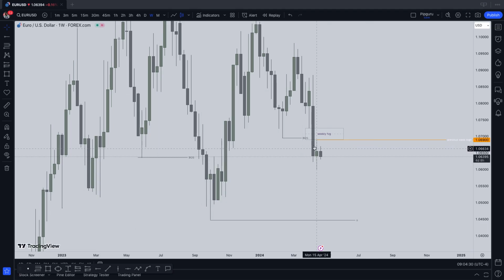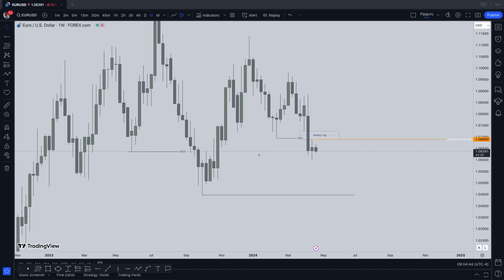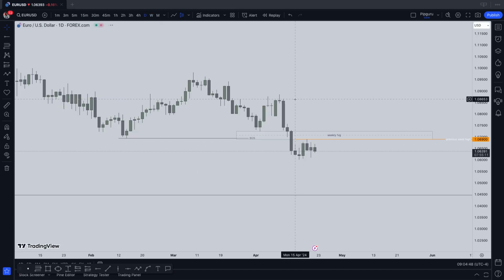So I want to see the market come and take out this previous week high, tap into this fair value gap before pushing lower. So that's my outlook on the weekly time frame for EUR/USD. Let's drop down to the daily time frame now and see if we see more details.